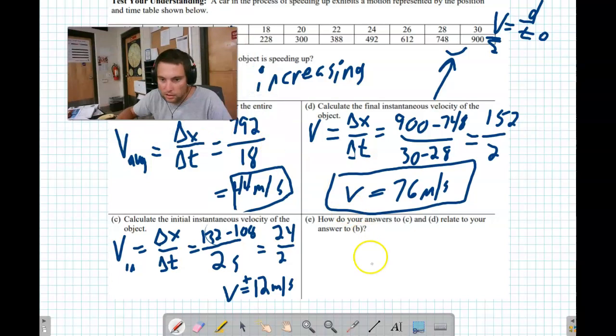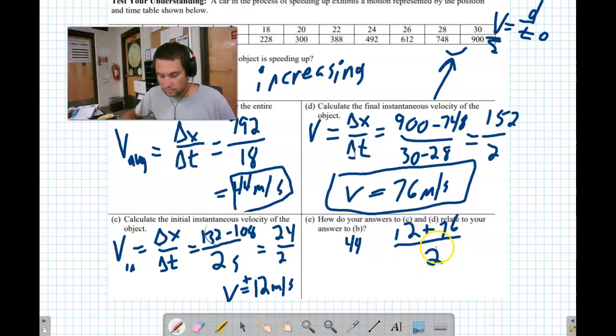Excuse me. Let's see. How do your answers to C and D relate to your answer to B? Okay, so C, what did we get? We got 12. D, we got 76. And B, we got 44, right? This 76 plus 12, divide that by the number of velocities, and we get 44.